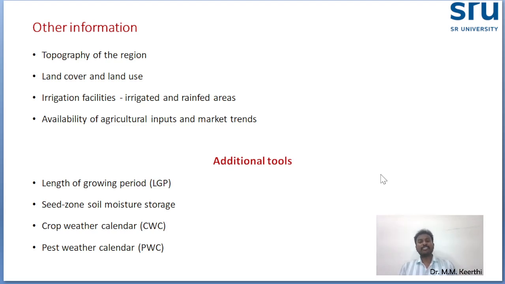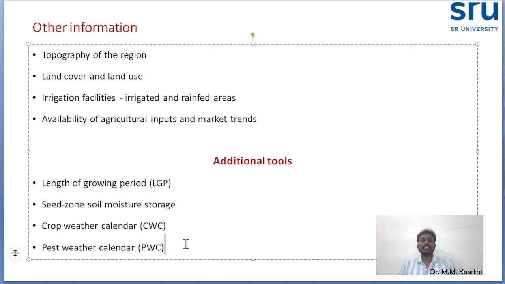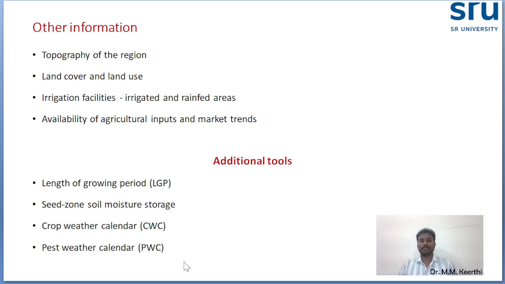And some additional tools are needed for length of growing period, seed zone, crop weather calendar and pest calendar. These are additional to the agro advisory. These are the things EMD can give. They are giving them to the farmers to know the weather forecast: length of growing period, seed zone, soil moisture, crop weather calendar and pest weather calendar.